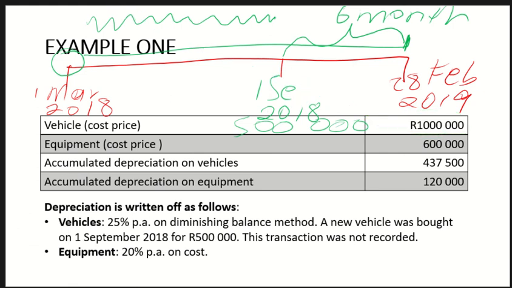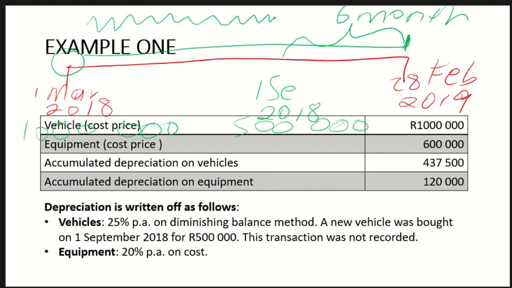But the question is, did we have 1 million worth of cars at the beginning of the financial year? Yes, why? Because it wasn't recorded. If it was recorded, it will be different, okay? It means that at the beginning of the year, we're going to have how much? 500,000 rand. Does that make sense to everyone? So we had 1 million worth of cars at the beginning of the year.